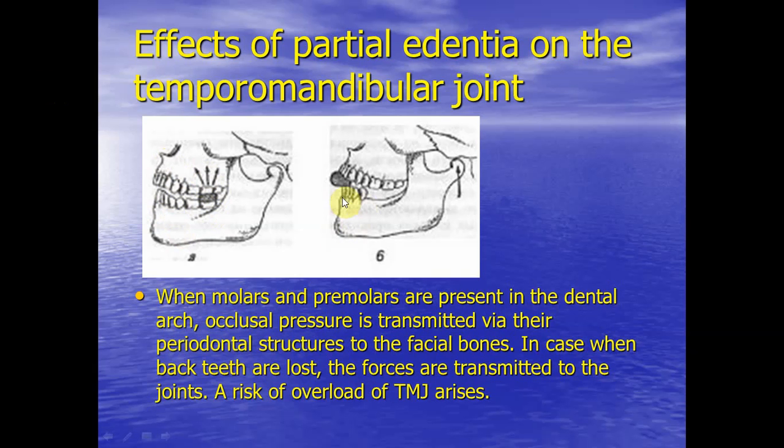Okay, but when just front teeth are present like in this condition, all the movements and all the occlusal load are sent to the TMJ structures. So we also get a risk of overload of TMJ structures, because the occlusal loads are not coming to the molars, which have these special counterforces to fight with the occlusal load.